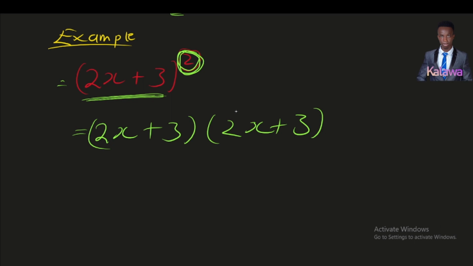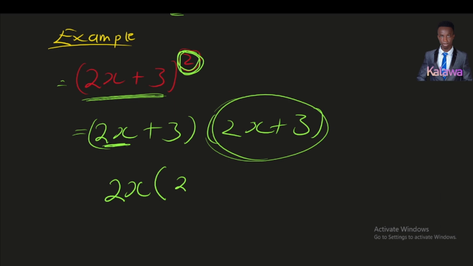So let's go. Again, we follow the procedure. We take this one and multiply it to this entire binomial, and then we take this same 3 again and multiply it to this other binomial. So we now proceed. We say what? 2x, we multiply it into 2x again plus 3, and then what remains now is plus 3. We also multiply it to 2x plus 3.